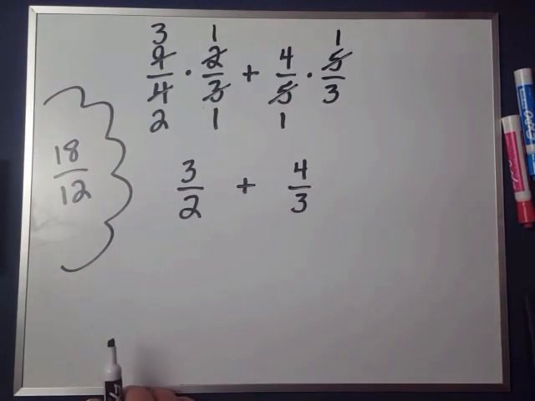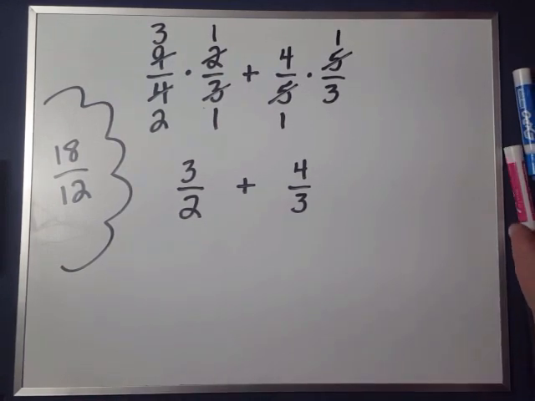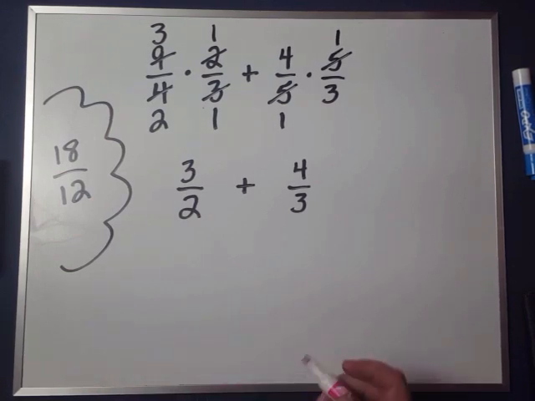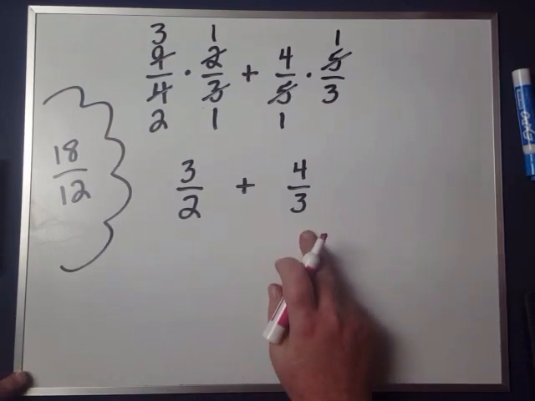We're down to the last operation that needs to be dealt with. We need to add. To add or subtract fractions, you must have what? A common denominator. What is the least common denominator for halves and thirds? These can both be turned into sixths.